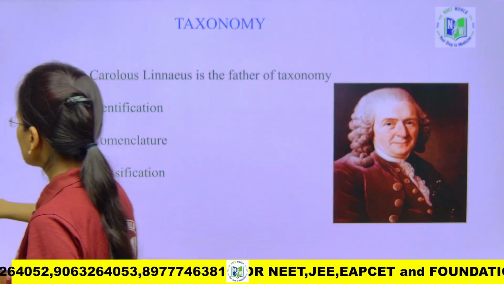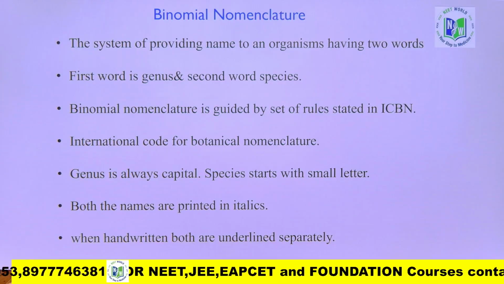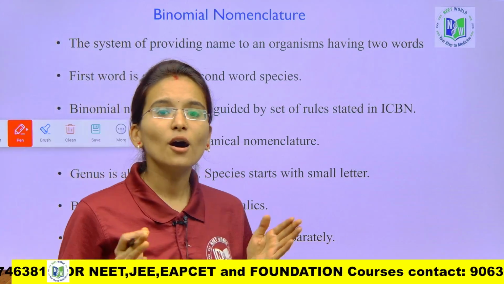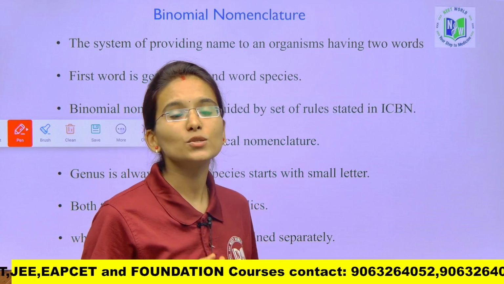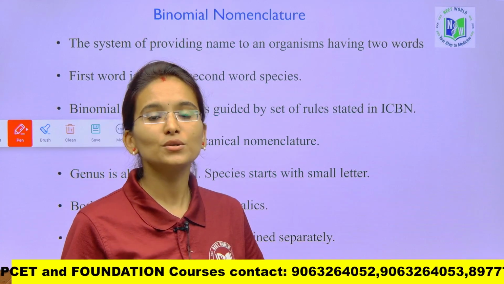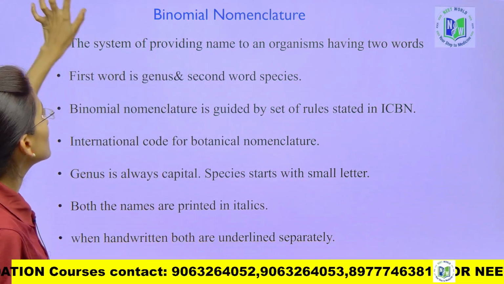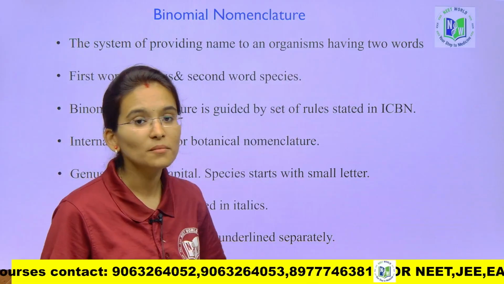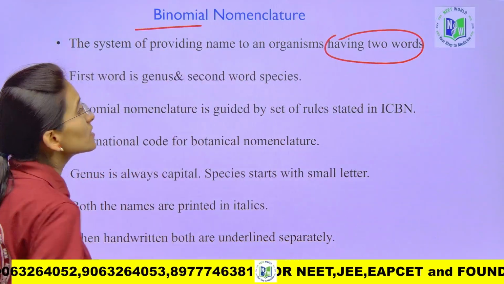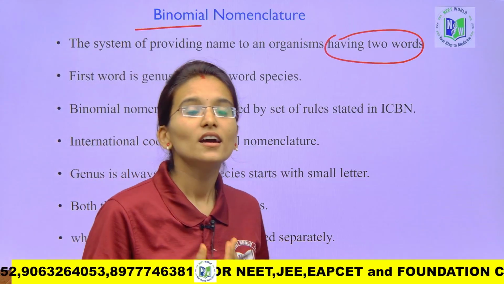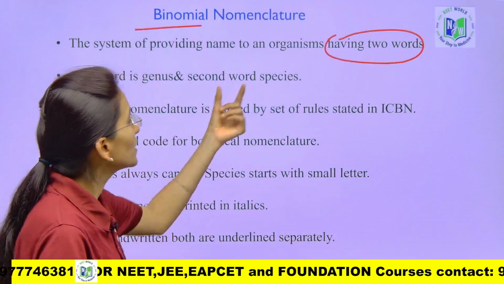Now we will understand nomenclature. Look here, students. What is binomial nomenclature? Nomenclature is providing the scientific standardized name so that it is well known and well understood throughout the entire world. Now, what is binomial nomenclature? Providing the scientific name to an organism having two words. Binomial means the presence of two words, so giving the standardized name to the identified organism with two words.